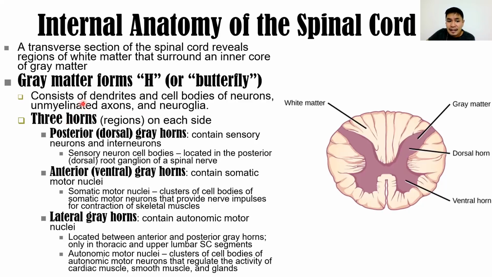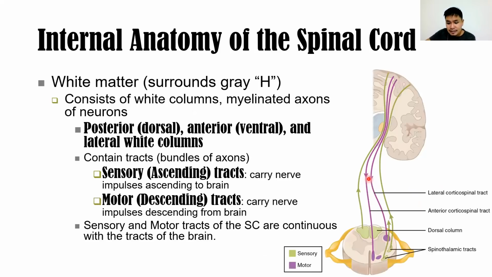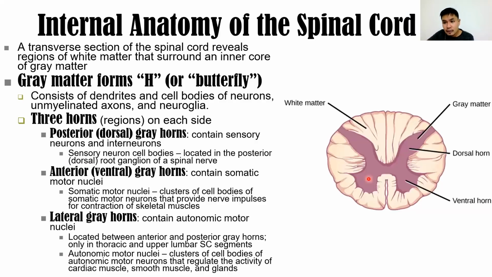There are three horns or three regions on each side. So what are these horns? Posterior, anterior, and lateral horns, gray horns. So you have here a posterior horn, lateral horn, hindi masyado klaro, and then you have your ventral gray horn here. We have another picture later that would help us appreciate posterior, anterior, and lateral horns, gray horns.